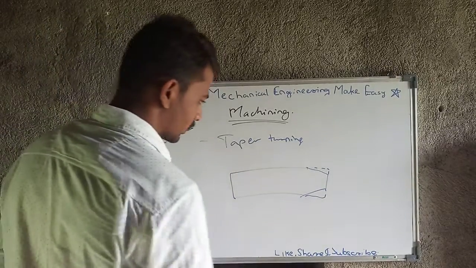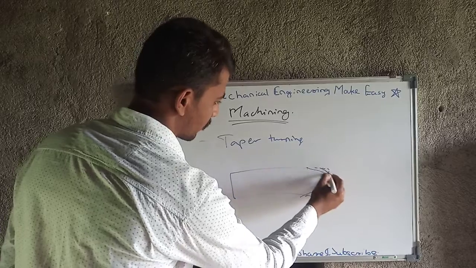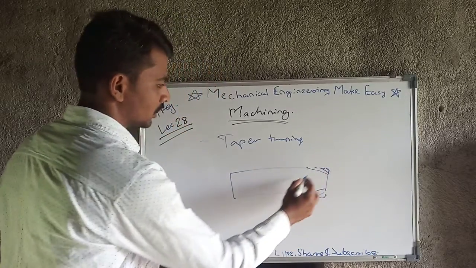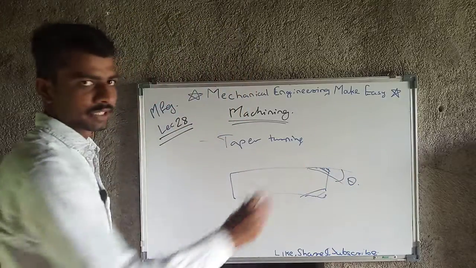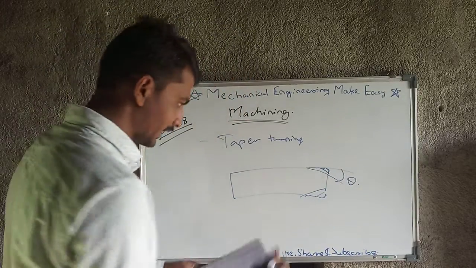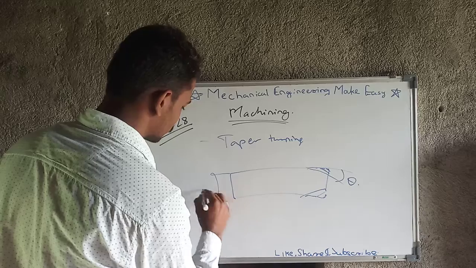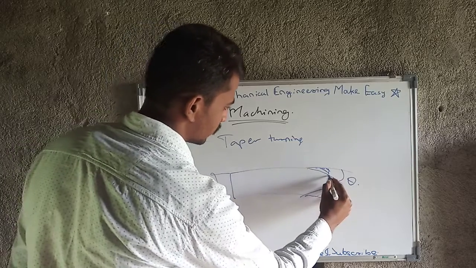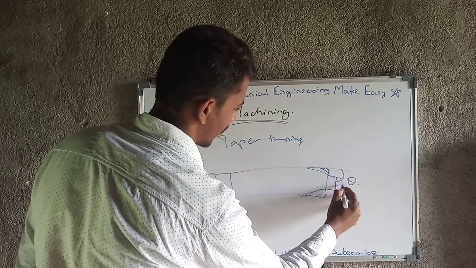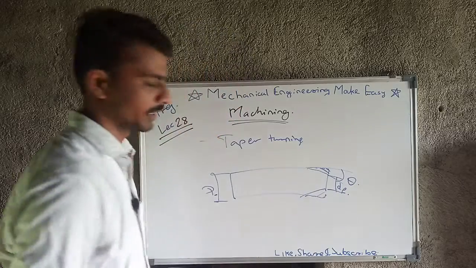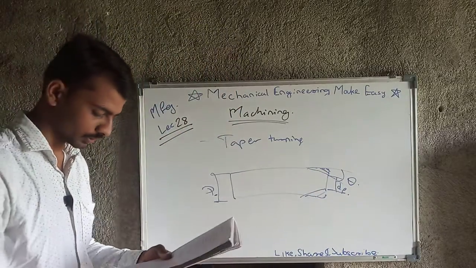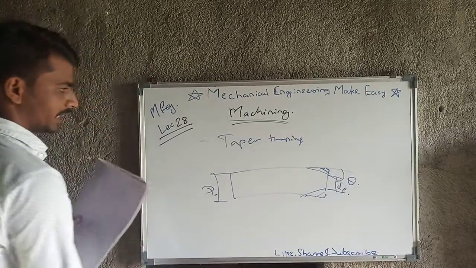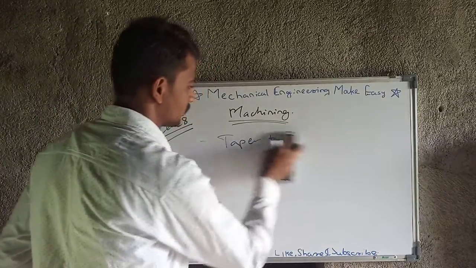Here also a number of operations will be required. This will be theta, the angle of taper, then this is the original diameter, and when we reach this diameter, that will be the final diameter, and according to that the cutting operation happens. Then we will move towards the next operation.